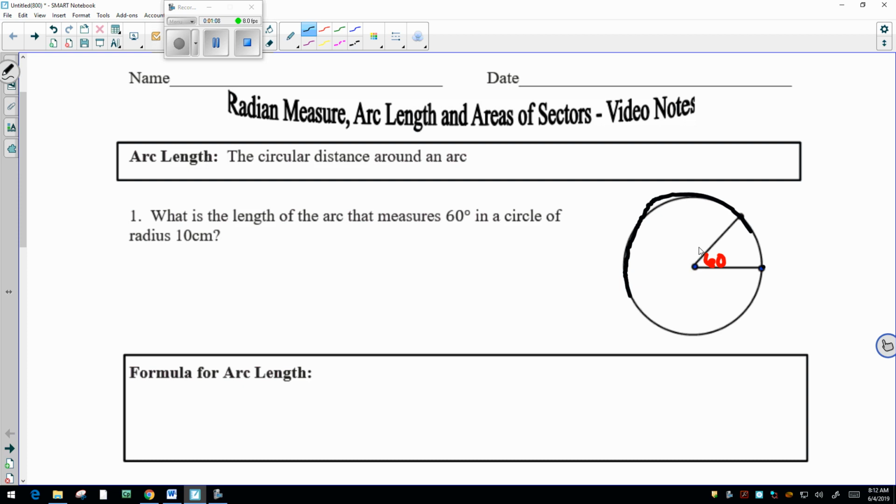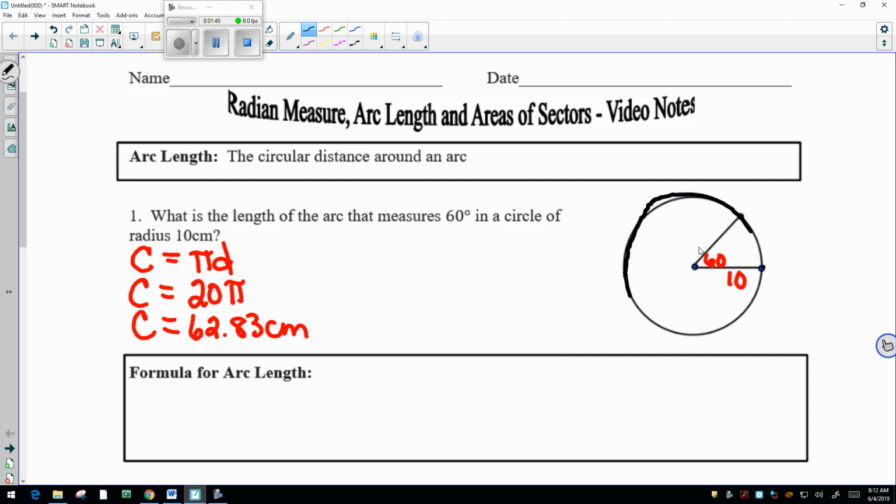So maybe, what is the circumference? That's a good starting point. We know circumference is either 2 pi r, or we could say pi times diameter. Since they've told us the radius is 10, my diameter is going to be 20. So we could say it's going to be about 20 pi, or if we round, about 62.83 centimeters. But that's the distance going all the way around the circle. I don't want it going all the way around. I just need 60 degrees of that.